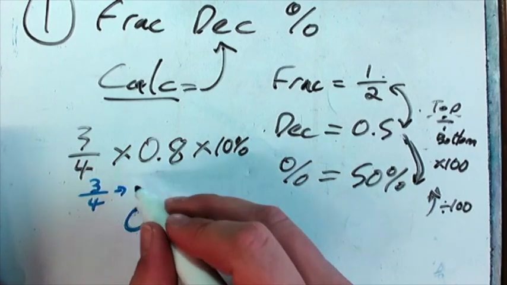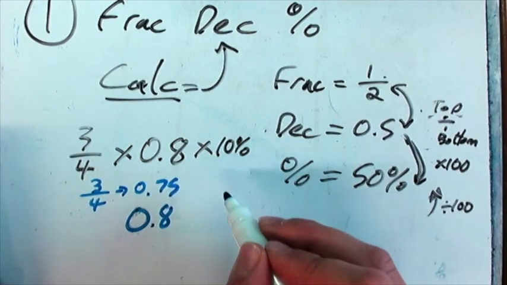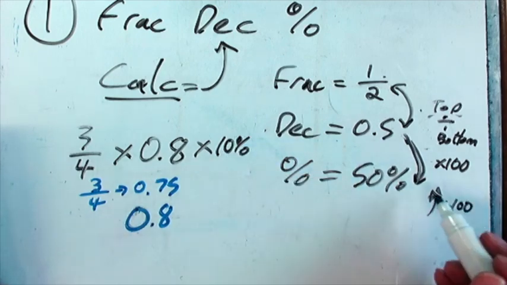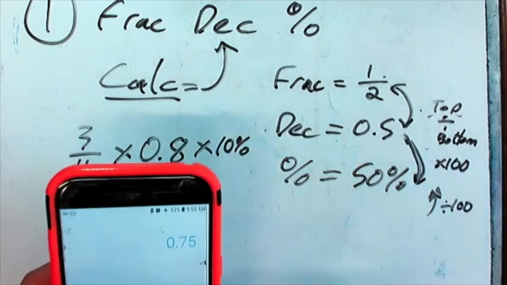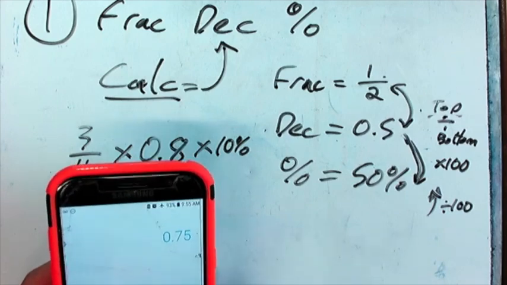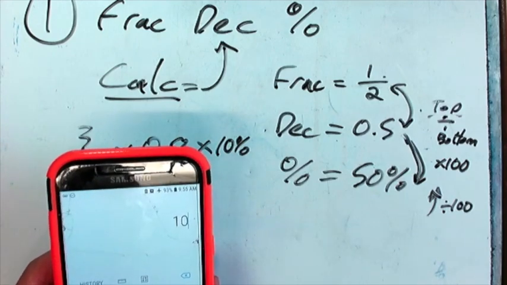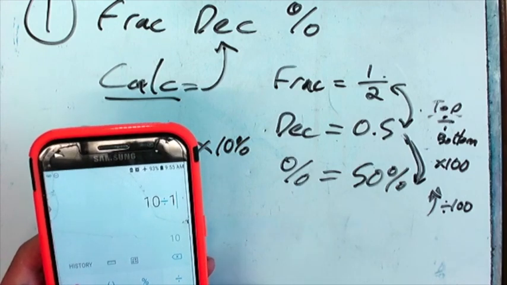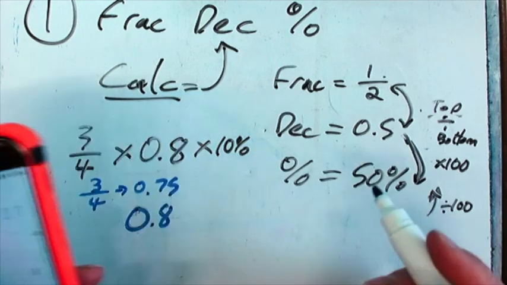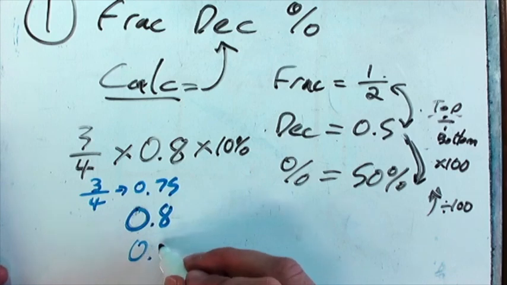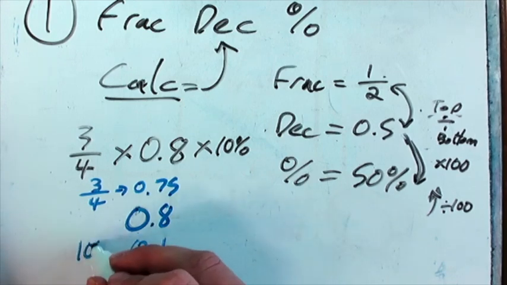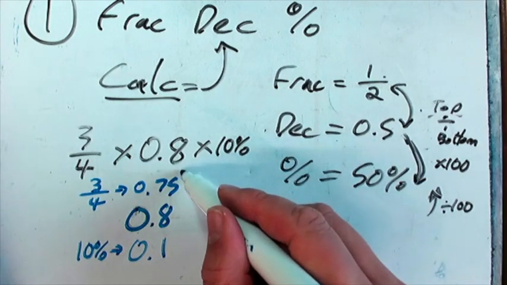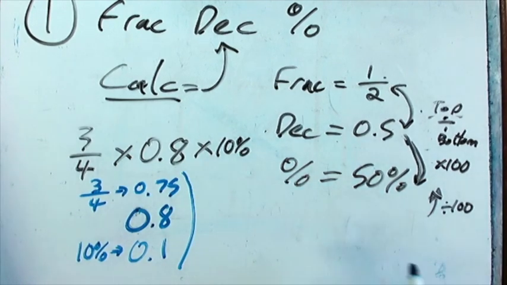So that is 0.75. And then 10%, well, what did I have to do? Well, I already said it over here. I have to divide by 100. So I'm taking just 10, and I'm going to divide by 100. And that gets me 0.1. So 0.1 is 10%. So now I got 3 numbers that are all in decimal form.